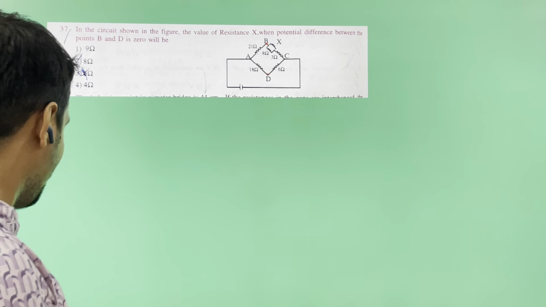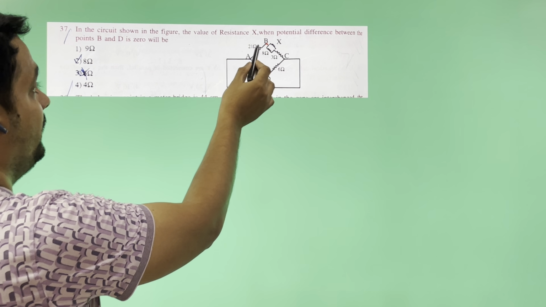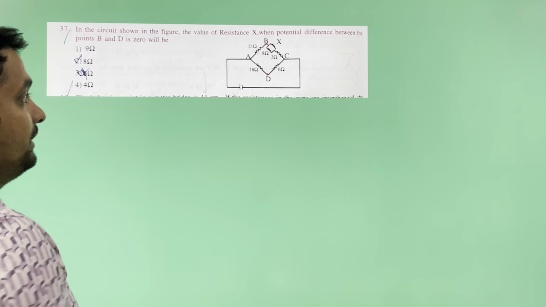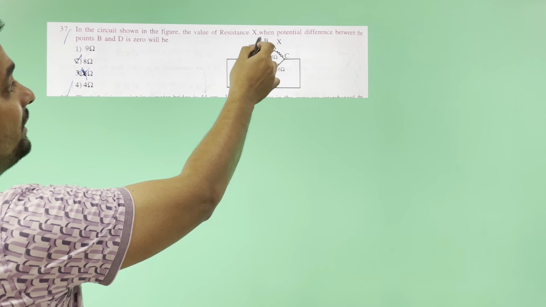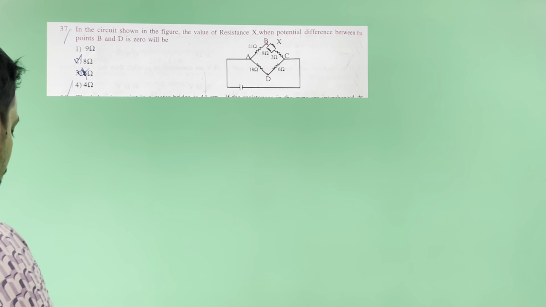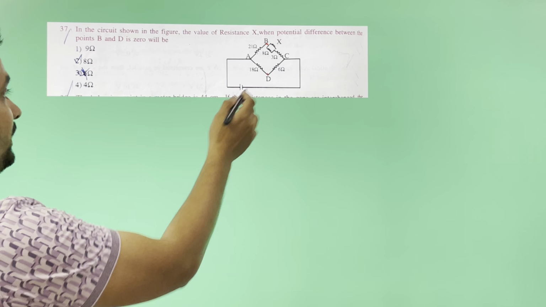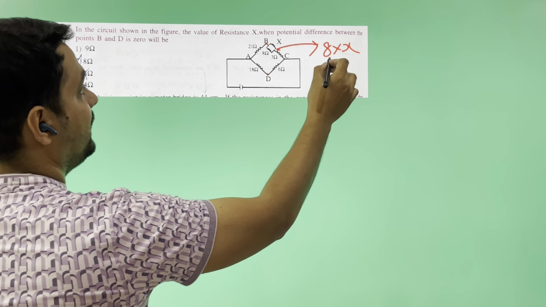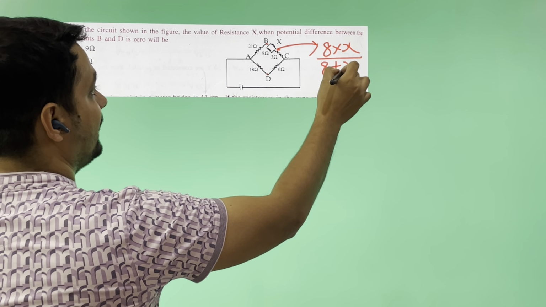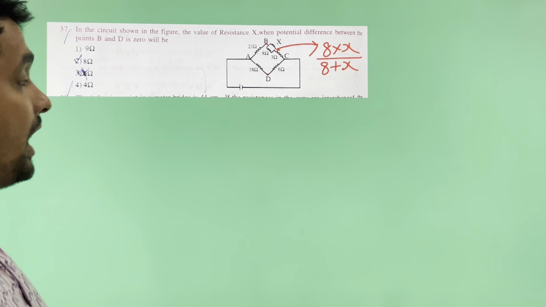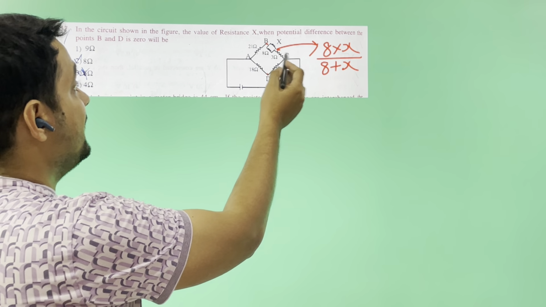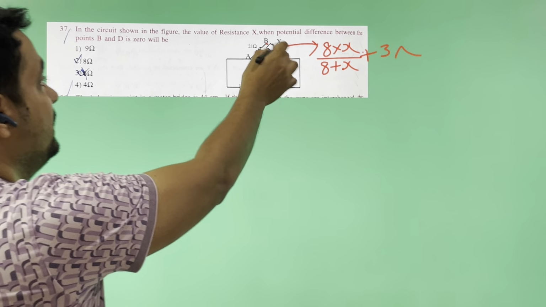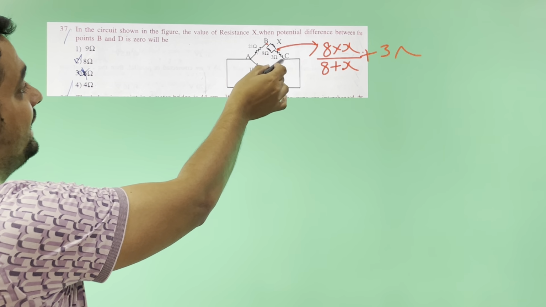Okay. So what is the condition for a balanced Wheatstone bridge? 21 into 6 equals the effective resistance on this side into 18. First we will find the effective resistance between B and C. These 2 are in parallel, so we can write 8 into X divided by 8 plus X, because for parallel, R1 R2 by R1 plus R2, and this is in series with this 3 ohm, so plus 3 ohm. So we got the equivalent resistance between B and C.